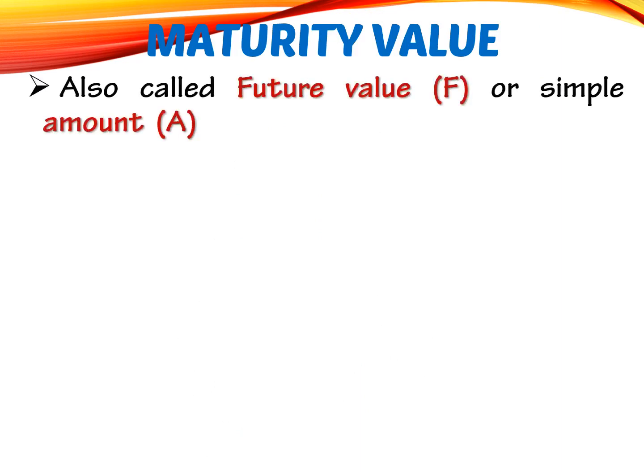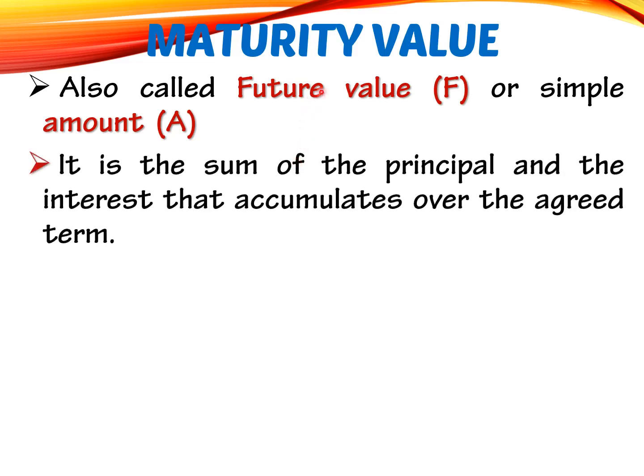Okay, now that you are familiar with the terms interest, principal amount, rate, and time, let's have another term, which is the maturity value. Maturity value is also called the future value or simple amount. So, you will be using capital F or capital A, kahit alin doon sa dalawa. Now, when we say maturity value, it is the sum of the principal and the interest that accumulates over the period of time. Therefore, we will have the formula, the principal plus the interest.